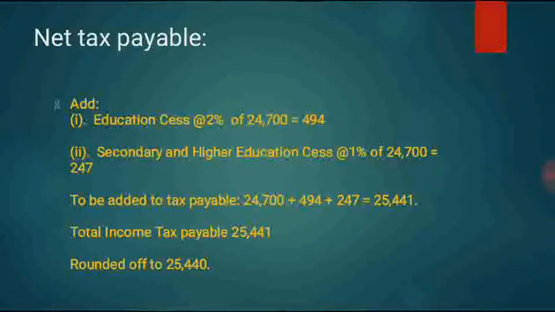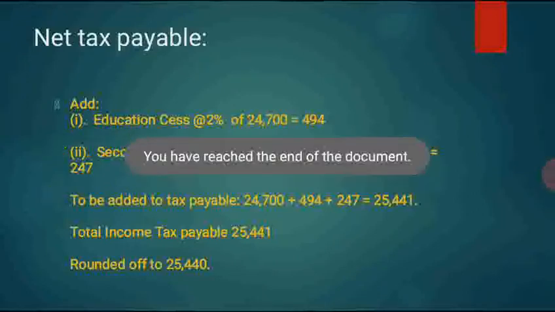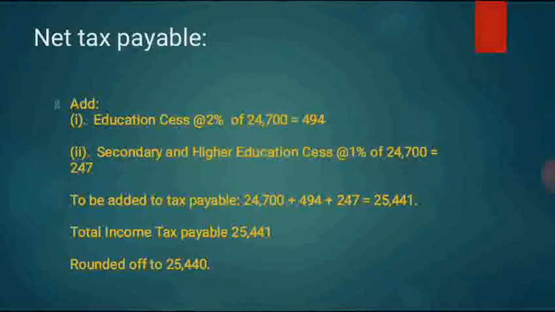That is 24,700 plus 494 plus 247. That is 25,441. This is the total income tax payable. But income tax is payable after it is rounded off to the nearest 10. In this case, the income tax to be paid is 25,440.